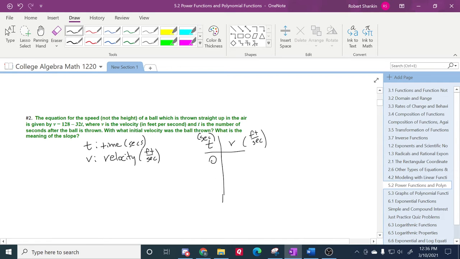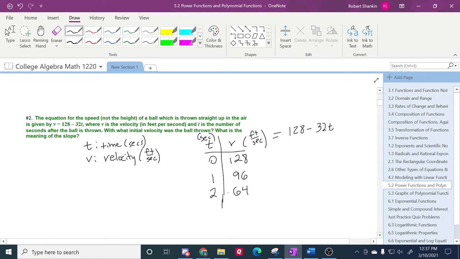At time 0, I just plug in 0 for the T here, and I'm going to get 128. At time t equal 1, I plug it in here. 128 minus 32, I think that's going to be 96. And then another second later, 128 minus 32 times 2, subtract another 32 from there, you get 64.